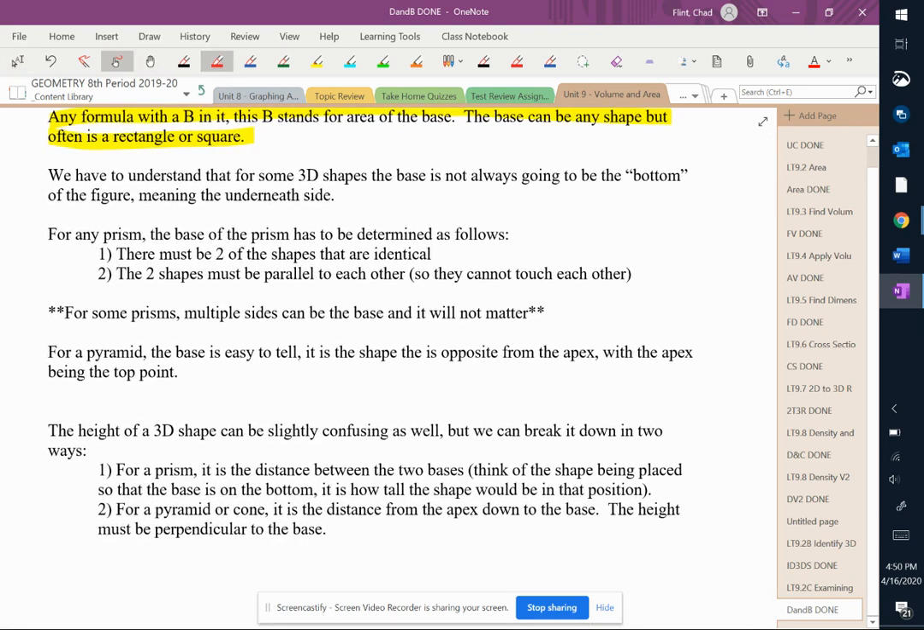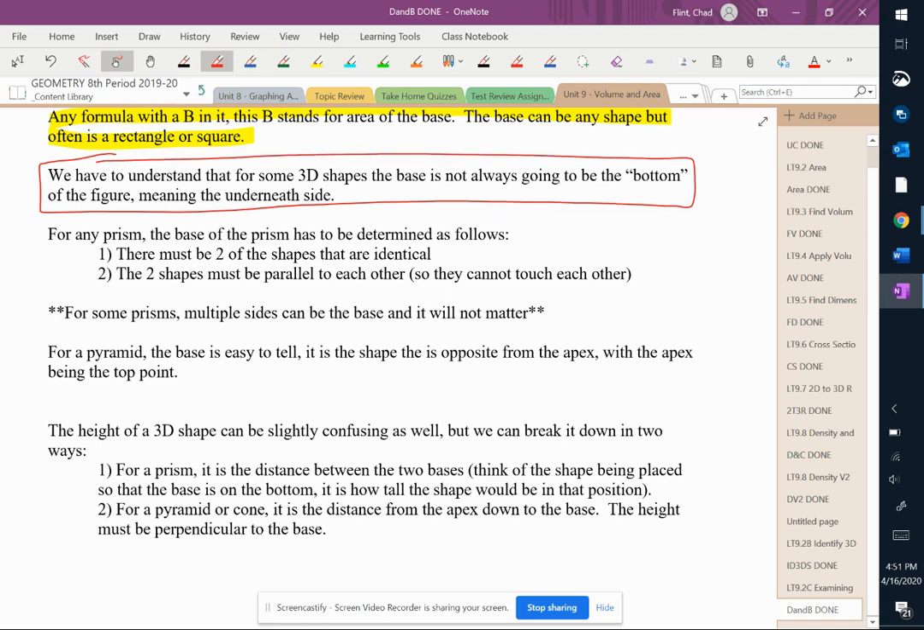Then this sentence right here. It says, the way that 3D shapes are, the base is not always going to be the bottom. And I know that we've talked about this with triangles before. We have the ability to turn pictures on their side and make different things sit on the actual quote unquote bottom of the shape. So it doesn't have to be the bottom.